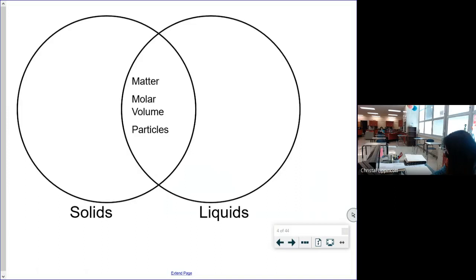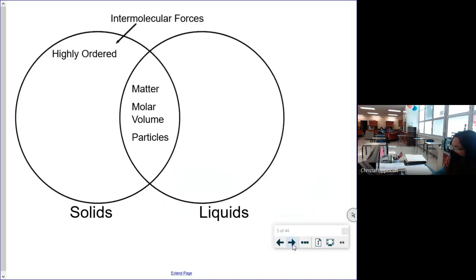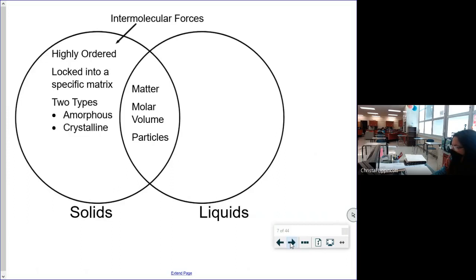It's a continuation of notes that we had started for IMFs. All right, intermolecular forces, then, if we're looking at solids, they are highly ordered. They're locked into a specific matrix. There are two types.